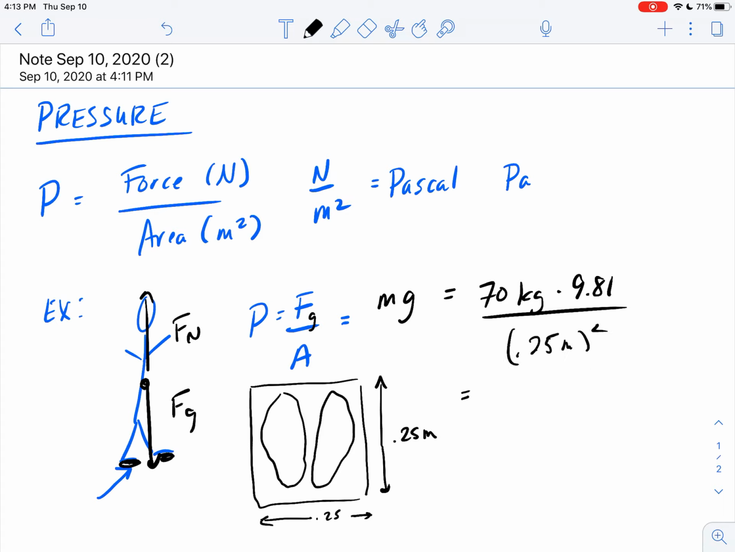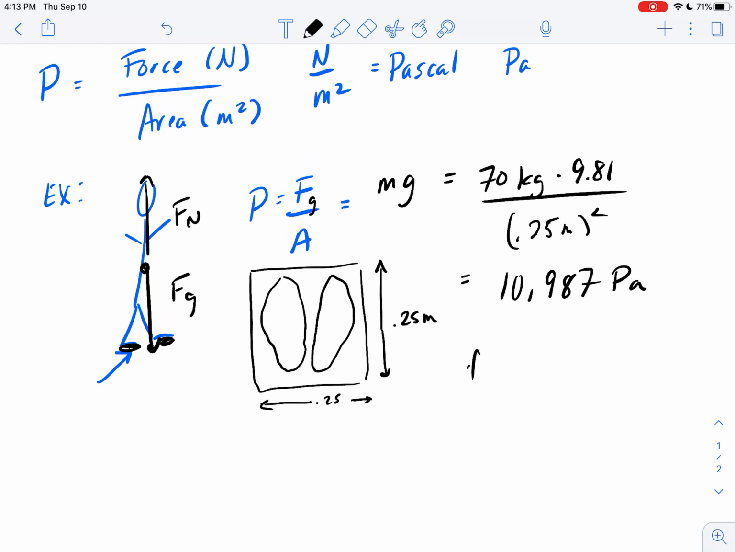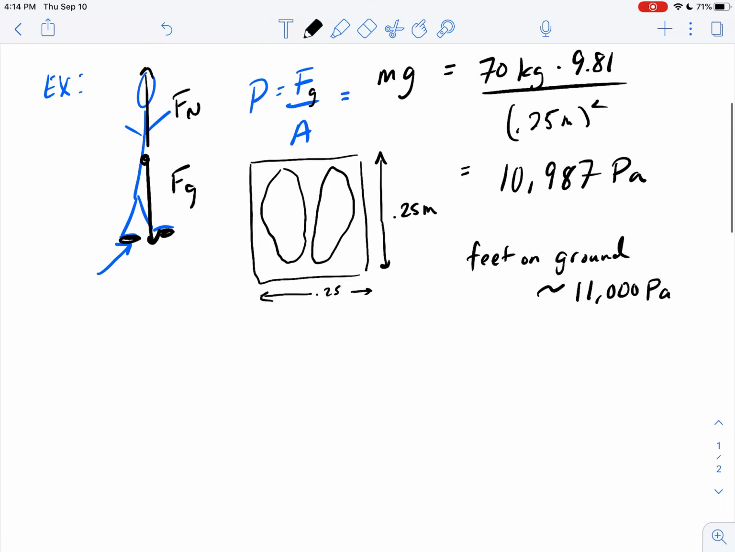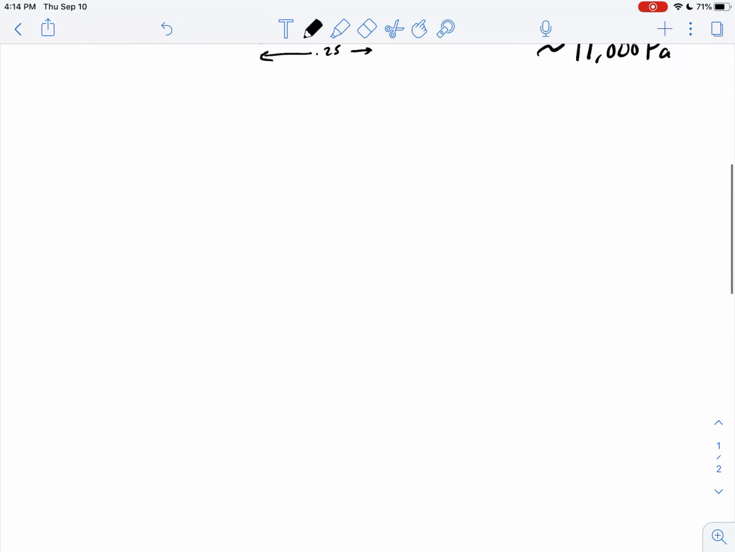So I'm going to take 70 times 9.81 divided by 0.25 squared, and I get 10,987 pascals. So that gives you an idea that the pressure of my feet on the ground is about 11,000 pascals, just to give us an idea of what that actually feels like. Okay, so we can apply pressure to a situation called hydraulics.